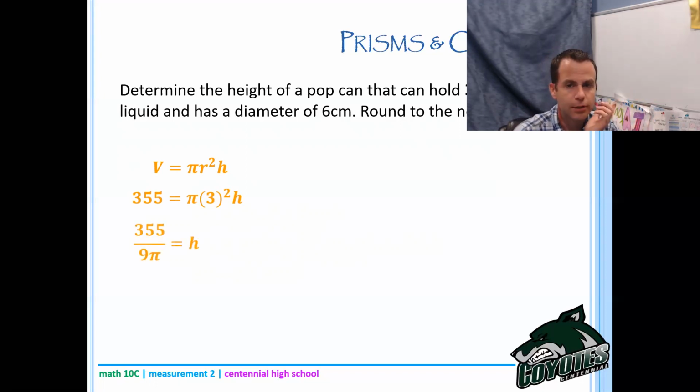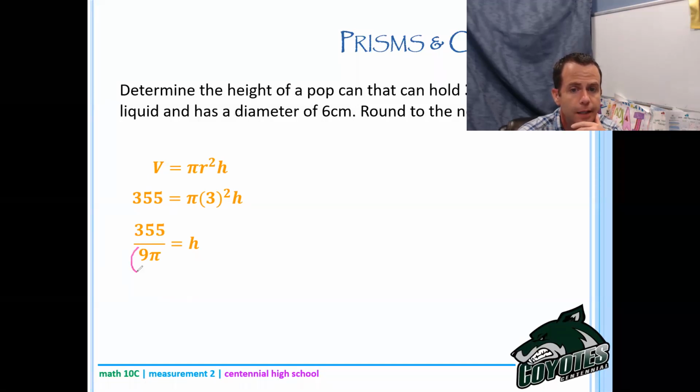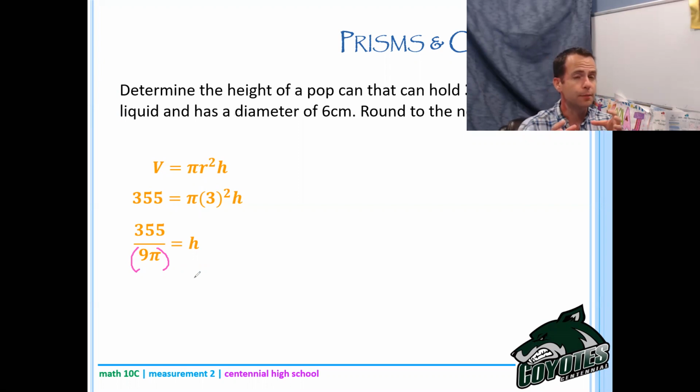Now, I need to talk to you about this. If you are a Casio kid, you go 355 and you can just say divide by 9 pi and you're totally fine. Okay, if you are a TI kid, the 9 pi has to be in a set of brackets. It doesn't glue the pi to the 9. And so if you don't put a set of brackets there, you're asking your calculator to go 355 divided by 9 and then take that answer and multiply it by pi. And that's not what you mean. So make sure 9 pi is in its own set of brackets.